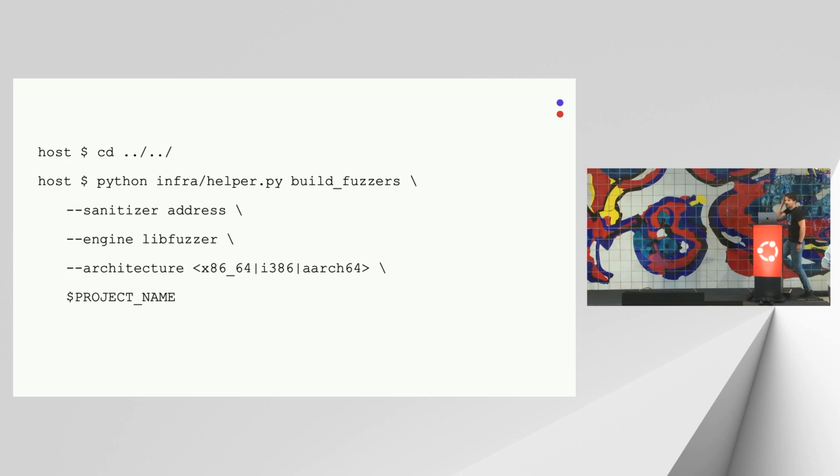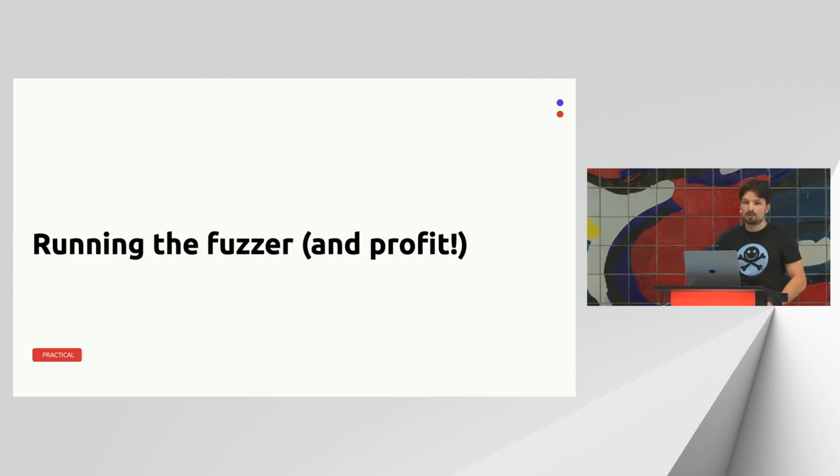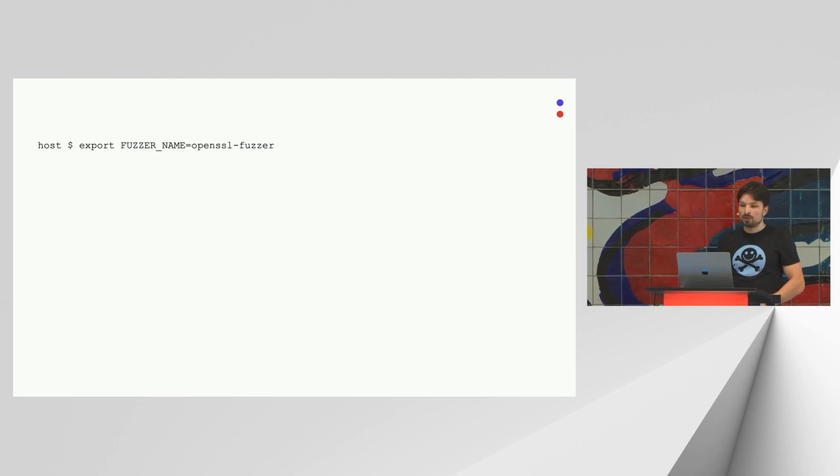Okay, so having the fuzzers already built, we can go to the next step, which is running the fuzzers through OSS-Fuzz, the local instance of OSS-Fuzz, and finding Heartbleed. And we are doing this by using the helper script again, this time with the run_fuzzer subcommand. We are initially also setting an environment variable called fuzzer name.